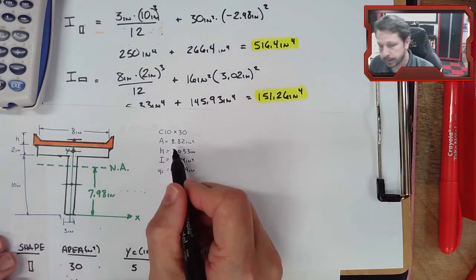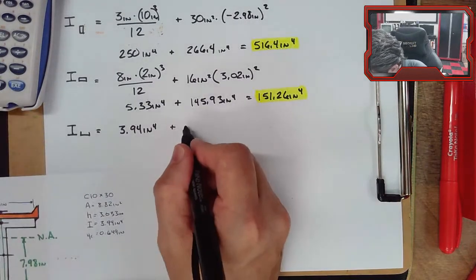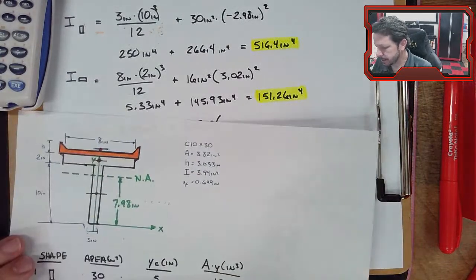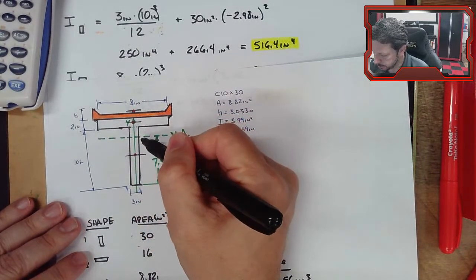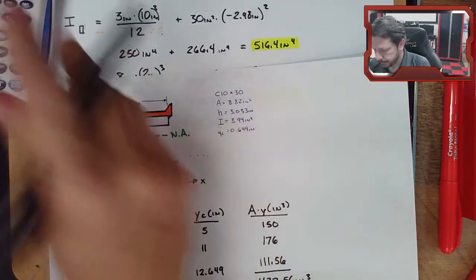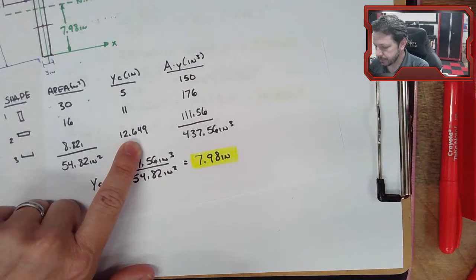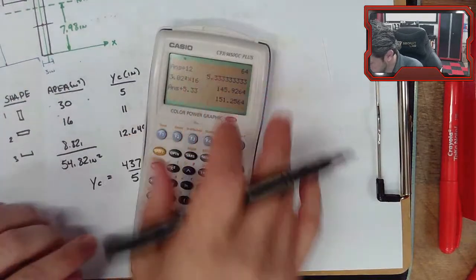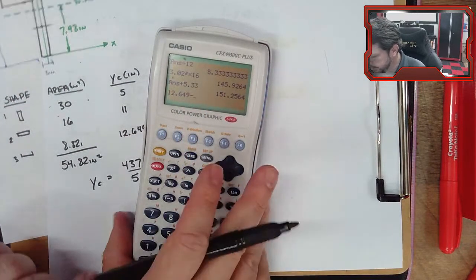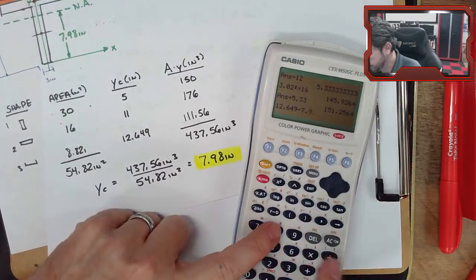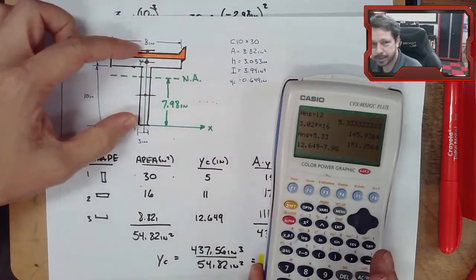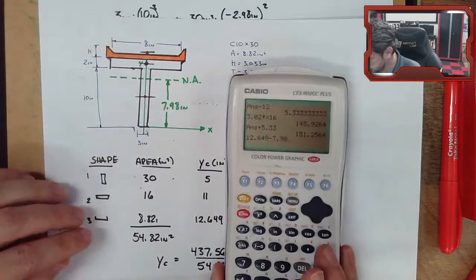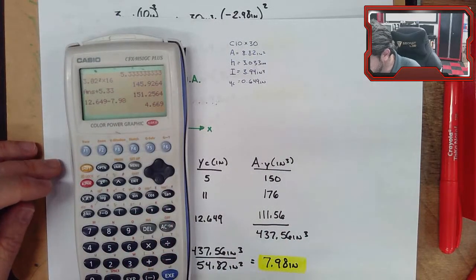So the area, we looked that up in the chart, 8.82. And the distance between this axis and the neutral axis is, if you remember, that was 12.649 up to the centroid of the channel. And then subtract off our 7.98. So this distance minus this distance gives us that distance. And it equals 4.67.